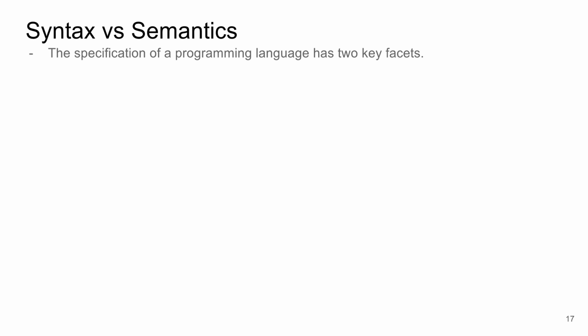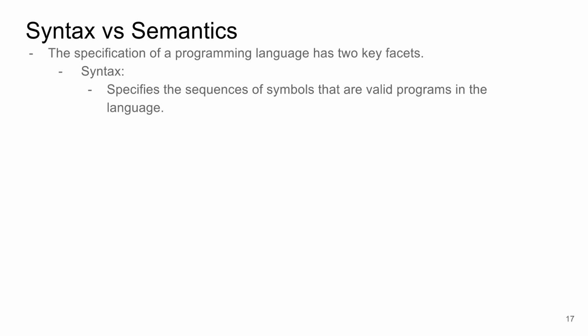In every programming language, there's two key facets: syntax and semantics. Can anybody tell me what syntax is? No? Well, syntax specifies the sequences of symbols that are valid programs in the language. So syntax is what tells us we can declare a variable by saying int x semicolon, and it tells us that we can't declare an int by saying x int semicolon, right? It's the set of rules that tells us what sequence of symbols is valid in our language.